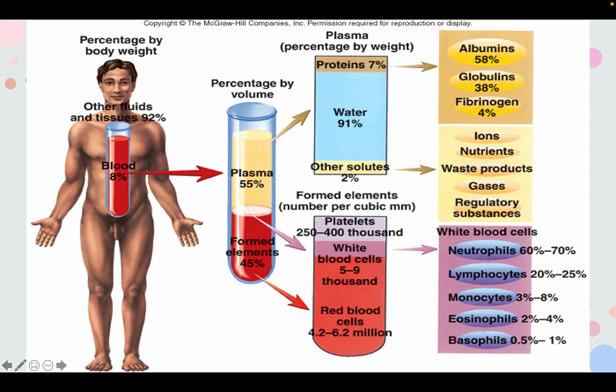And then looking at the formed elements, it's mostly red blood cells, but there's also some white blood cells and platelets in there as well. And those white blood cells consist of different types of cells, and we will talk about those a little bit as well. But mostly the formed elements are red blood cells.